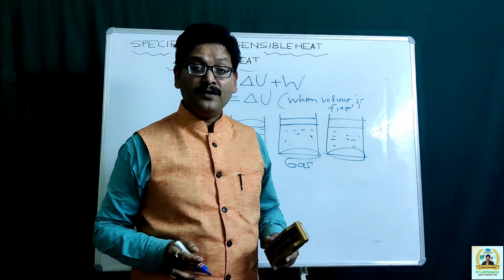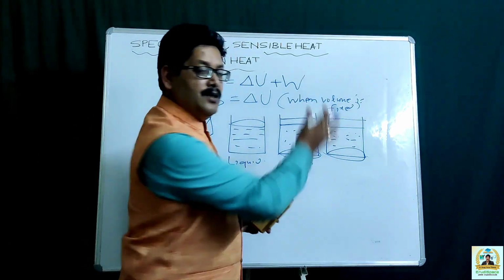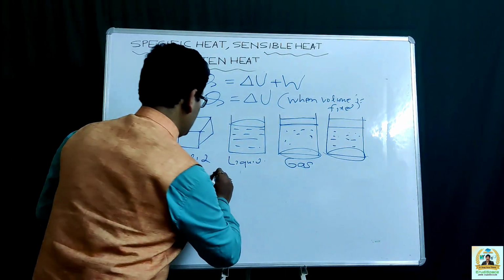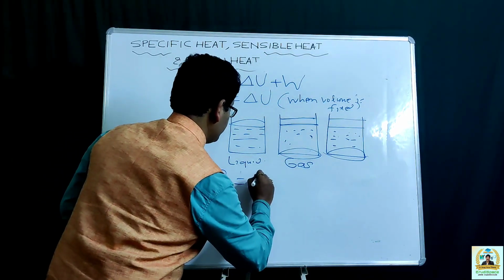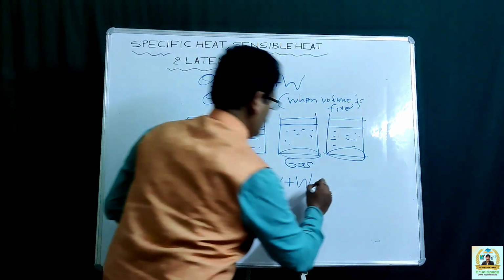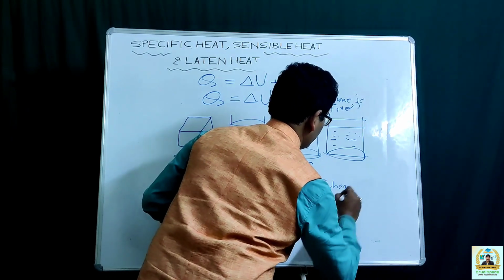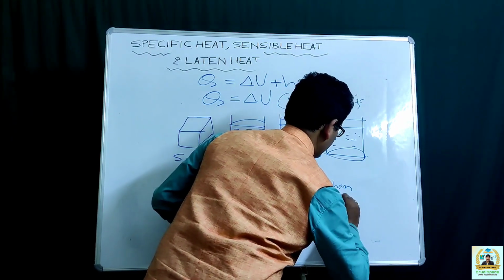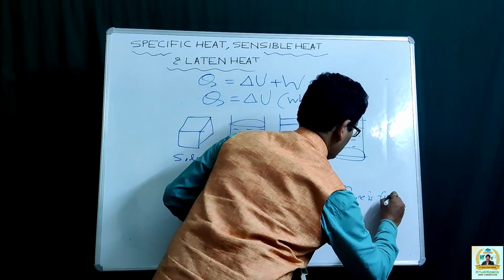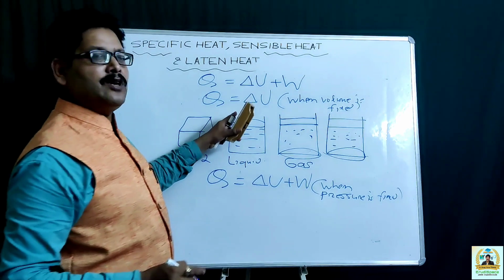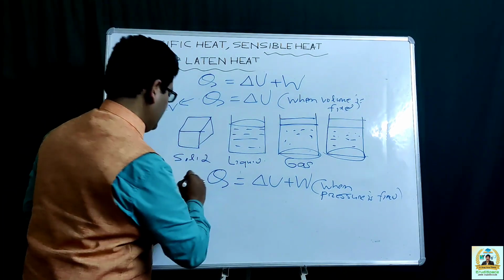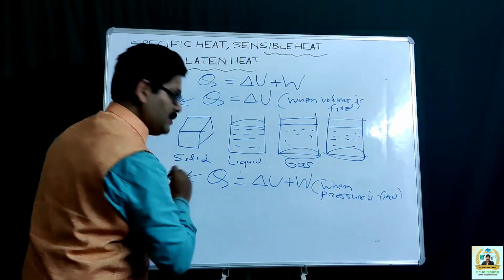but when you allow the volume to vary, keeping pressure fixed, then Q will be delta U plus W. So when pressure is fixed, this actually corresponds to CV, and this corresponds to CP.